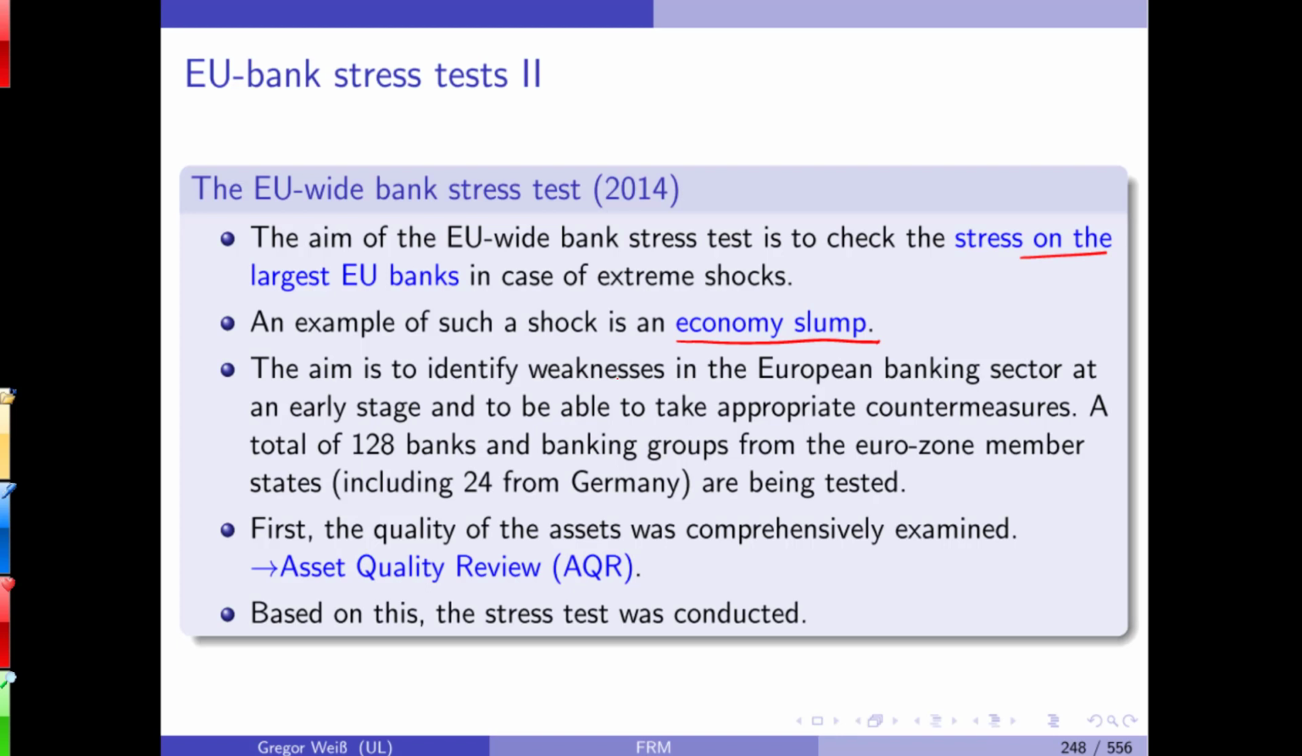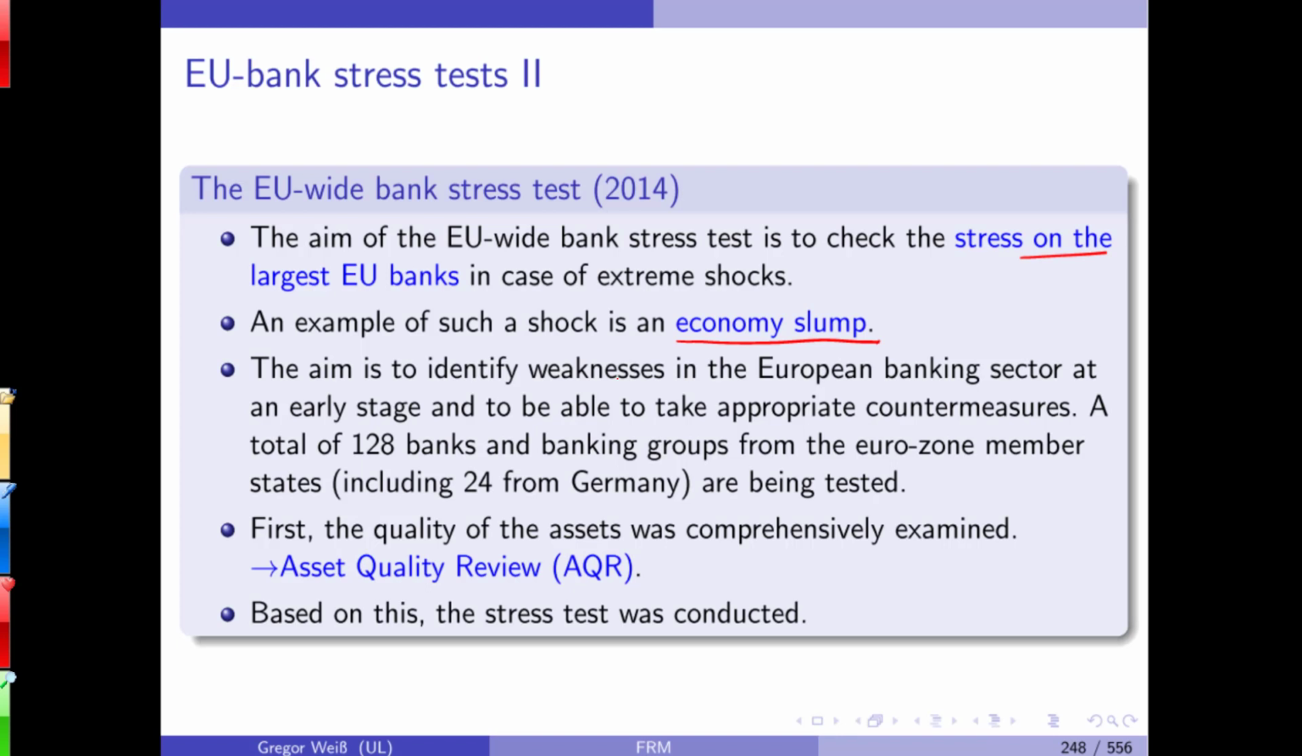And obviously not just based on the balance sheet, but based on an in-depth analysis of confidential data. These are central banks and the supervisors who did this, and they had access to all the confidential data of the banks. Based on this, then, based on the analysis of the quality of those assets of the banks, they did an asset quality review and then the stress test.